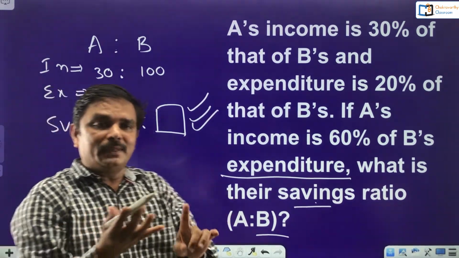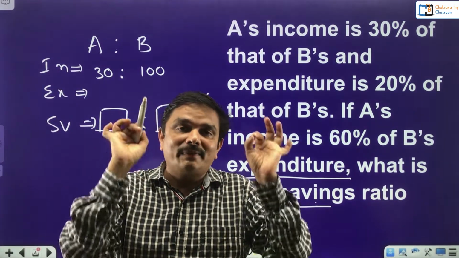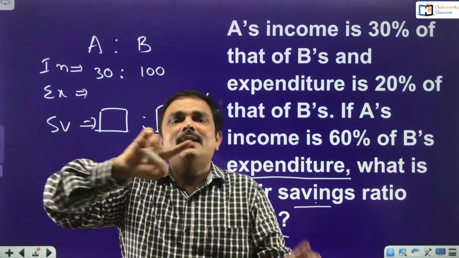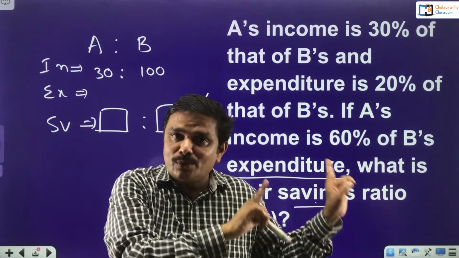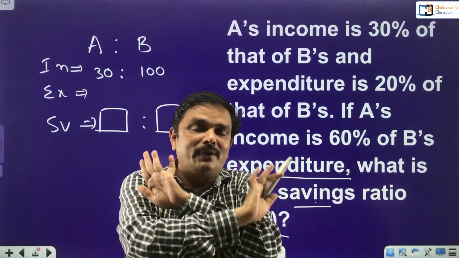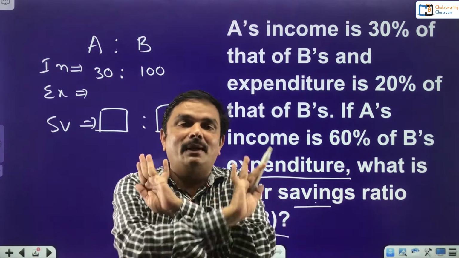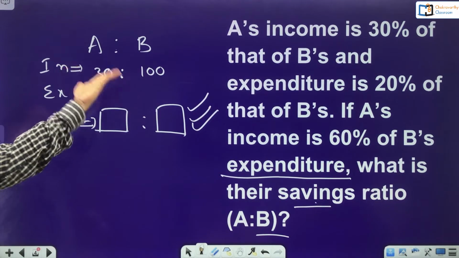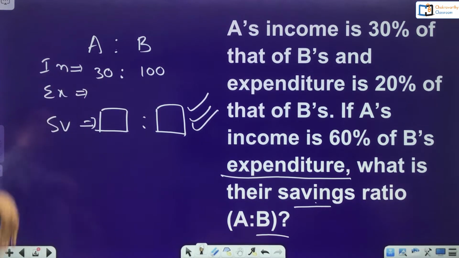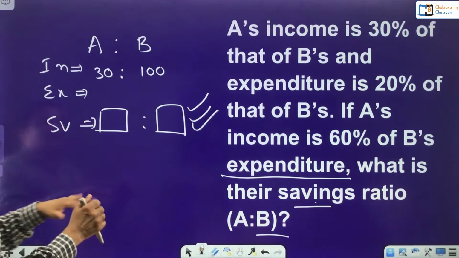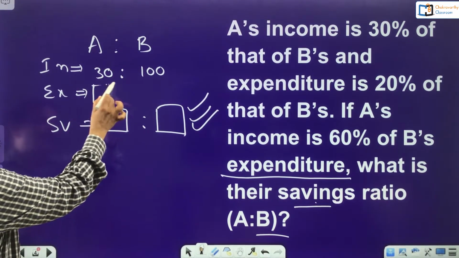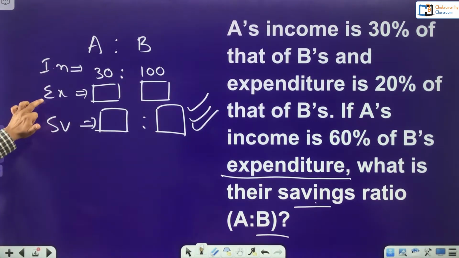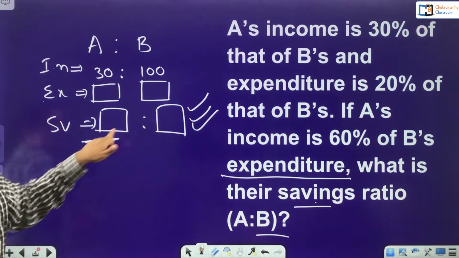There is no problem for percentages and ratios. You can start with imaginary numbers because as long as the ratio is the same, even if the numbers are changed according to that ratio, the final ratio is not going to be changed, isn't it? B's income I have taken 100. Obviously A's income will be 30% of that one, that is 30. If I get expenditure of A and expenditure of B, then income minus expenditure will give me savings. This is going to be my answer.